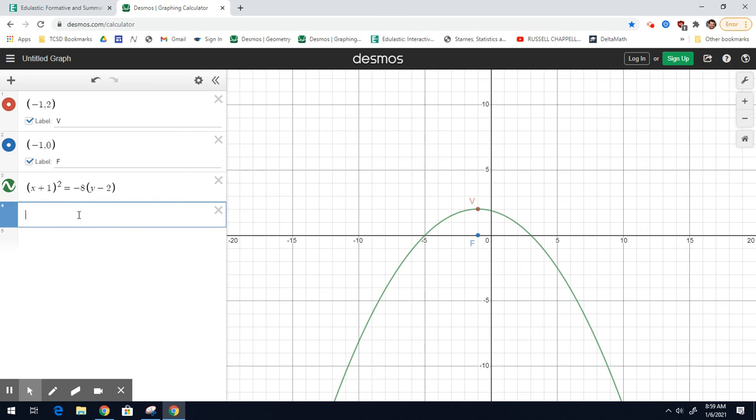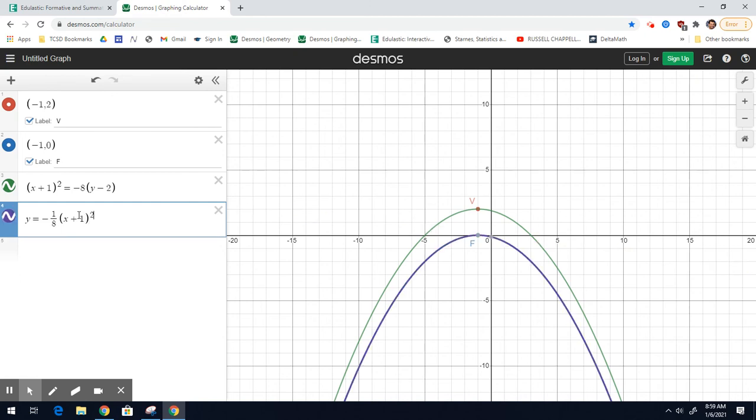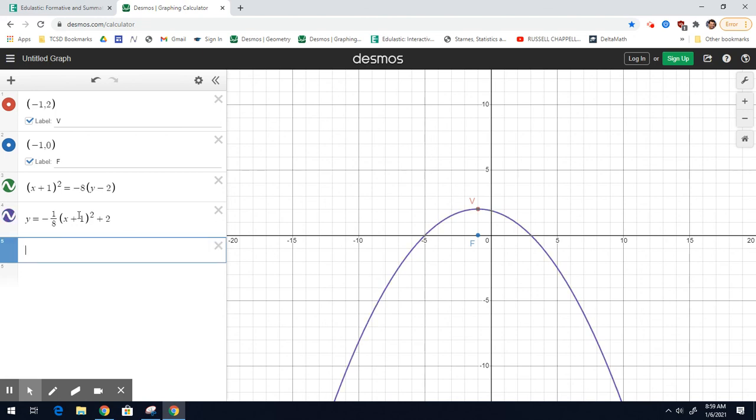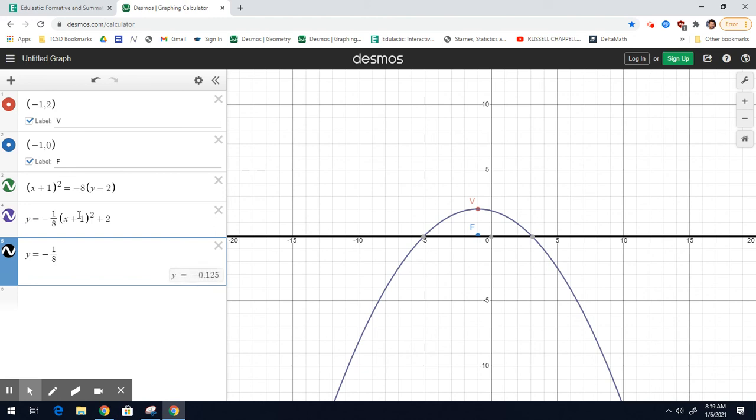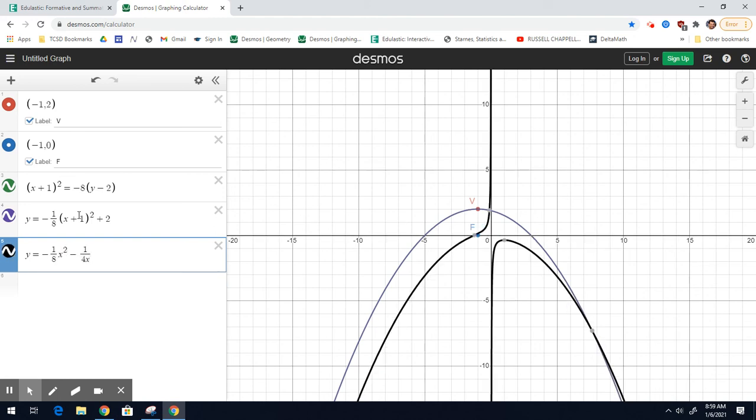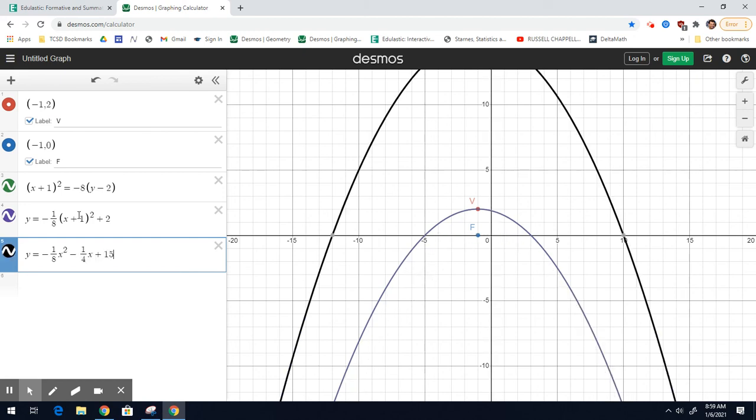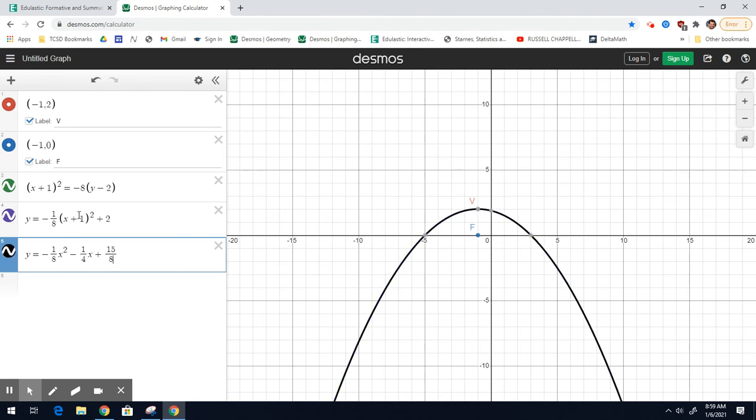All right, now let's do part B, vertex form. So that was y equals -1/8, parenthesis, x plus 1, close parenthesis, squared, plus, and now watch, 2. Boom! The purple goes right on top of the green. Excellent. And now let's do the third one. Y equals -1/8 x squared minus 1/4 x, get the x out of the bottom, plus 15/8. And now look at that, the black graph is right on top of the green and purple graphs.